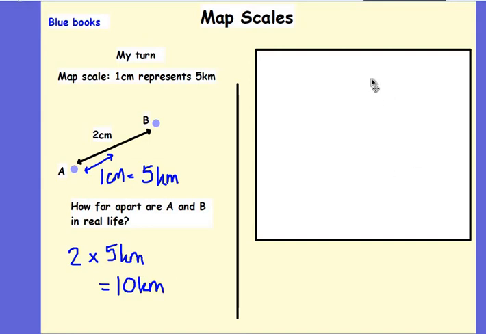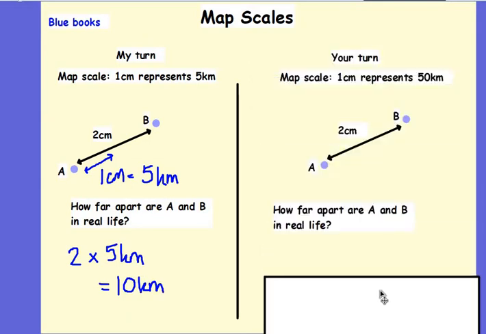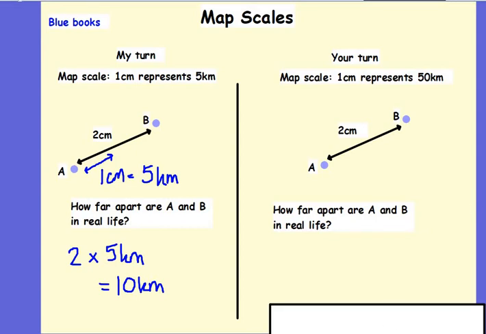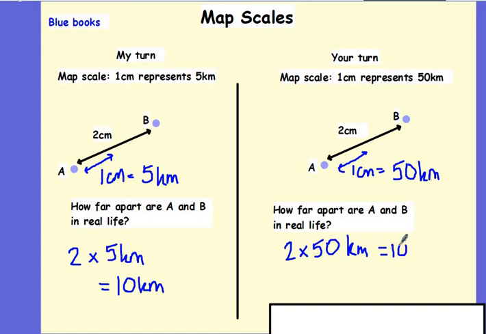Over to you, Year 9. In your dark blue books, if 1 centimetre represents 50 kilometres, how far apart are A and B in real life? Pause the video for a minute and answer that question now, please. Okay, this time for every 1 centimetre on the map, that's in reality 50 kilometres. So if we've got 2 centimetres, in real life, that's 2 times 50 kilometres, which gives me 100 kilometres.